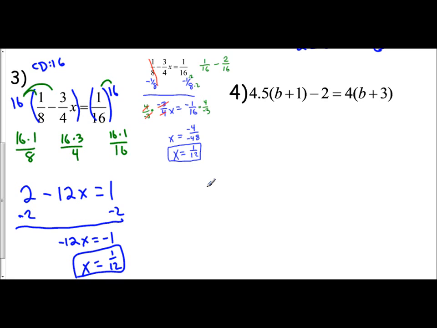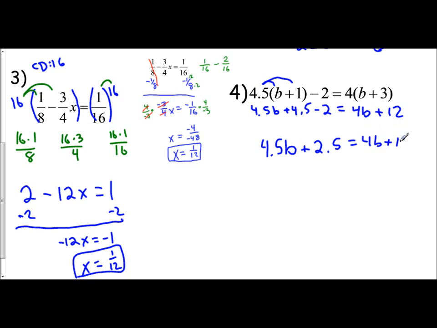And we'll quickly go over the last one. What you want to do before you start moving objects is make sure the sides are simplified. So you would distribute 4.5b plus 4.5 minus 2 equals 4b plus 12. Combine like terms here, so you get 4.5b plus 2.5 equals 4b plus 12. Now move the variables to the same side. So I'm going to subtract 4b.